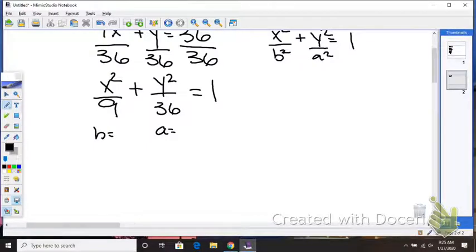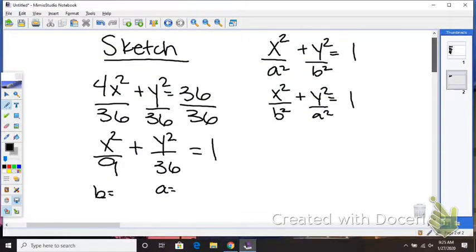Look at your equation. I'm asking what b is, and b squared is not 81. This here is b squared, so that means b equals 3. 36 is a squared, which means a equals 6. You need this information to be able to sketch your graph, for a and for b.